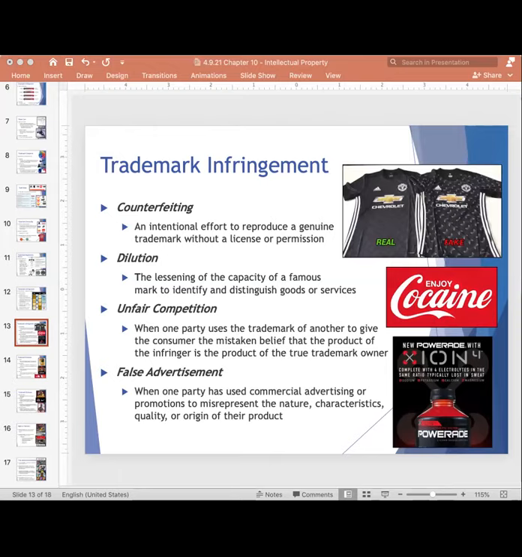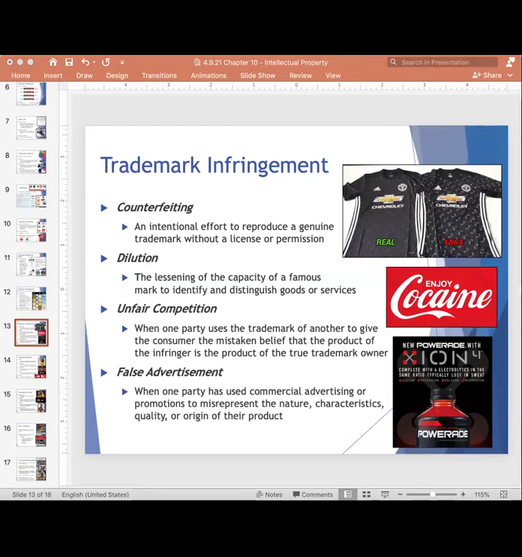And then another cause of action is unfair competition and false advertisement. Unfair competition can involve any activity where one party attempts to deceive or mislead consumers by using the trademark of another to give the consumer the mistaken belief that the product of the infringer is actually the product of the true trademark owner. And then false advertisement is another one, which we have an example on this slide. This is when one party uses commercial advertisement or promotions to misrepresent the nature, characteristics, quality, or origin of the product.